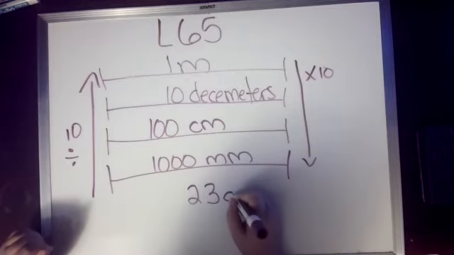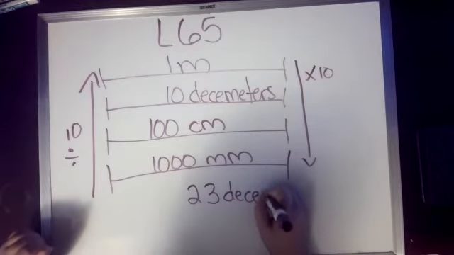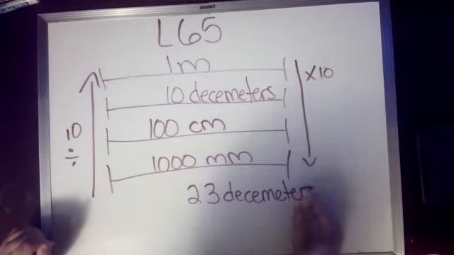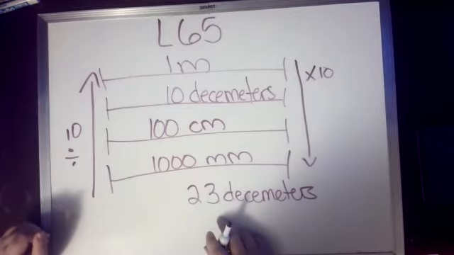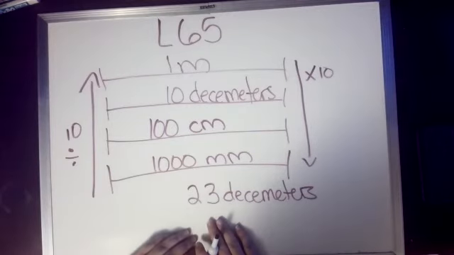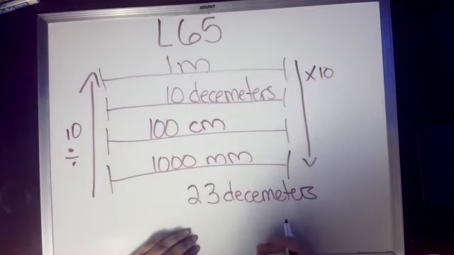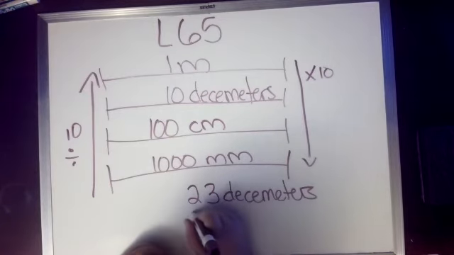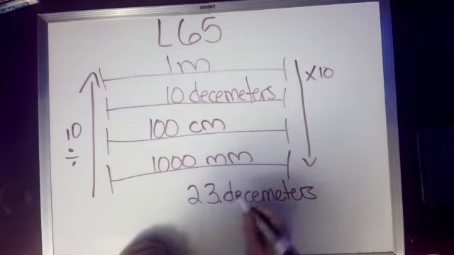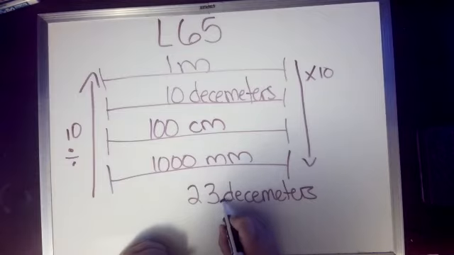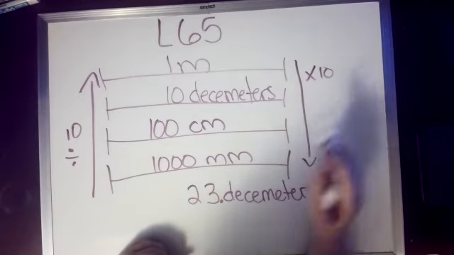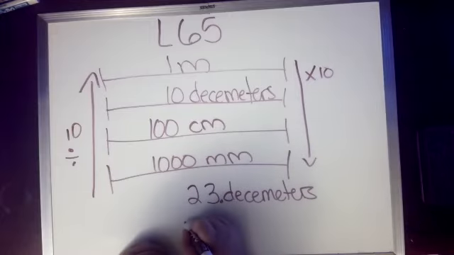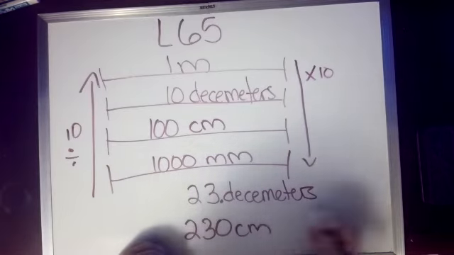Okay, so that means that if I have 23 decimeters, and I want to go to centimeters, then I times this by 10. And remember, when we're timesing by 10, all we actually do is move this decimal over 1 because there's 1 zero. So we just move it over 1, fill that place with a 0, and we would have 230 centimeters.